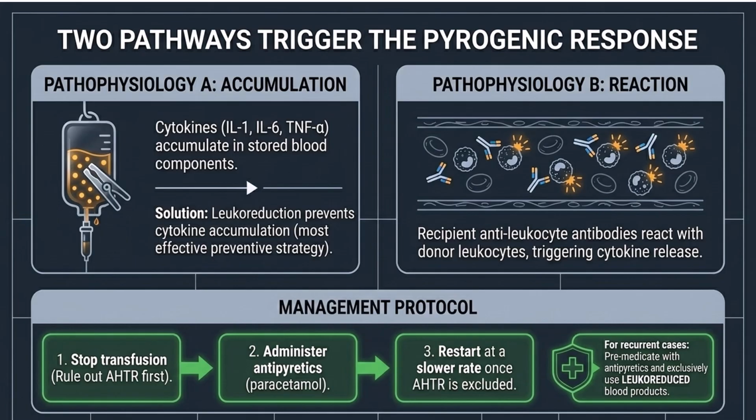How can we manage this? The management protocol is to stop the transfusion immediately. You must first exclude AHTR, then administer an antipyretic. Restart at a slower rate once AHTR and sepsis are confidently excluded and the fever is settling. For recurrent FNHTR, pre-medicate with paracetamol 30 to 60 minutes before the future transfusion. Use exclusively leukoreduced blood products. Never restart the transfusion without excluding the serious causes first. So this is it: patient safety is not negotiable.